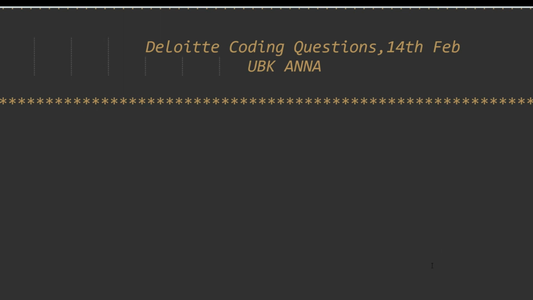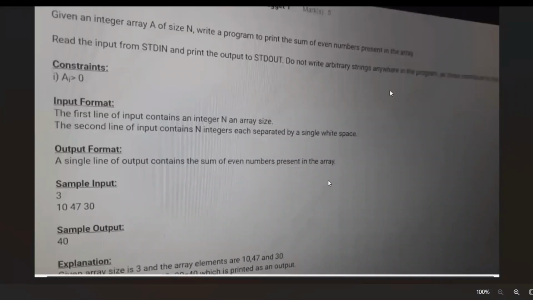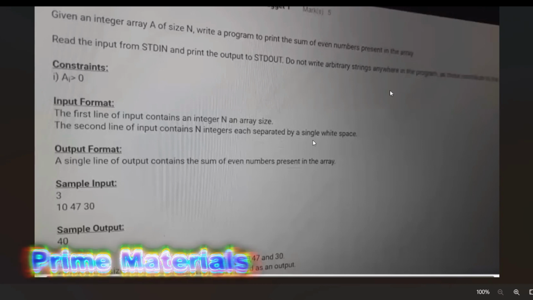So the question that was asked on 14th February is regarding printing the sum of even numbers in an array, right? So the question statement is, given an integer array A of size n, write a program to print the sum of even numbers present inside the array. So I hope you got to know, right? Let me read the full question.